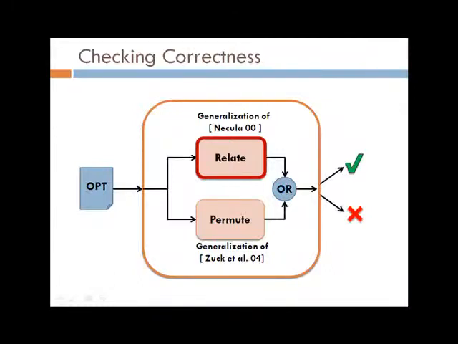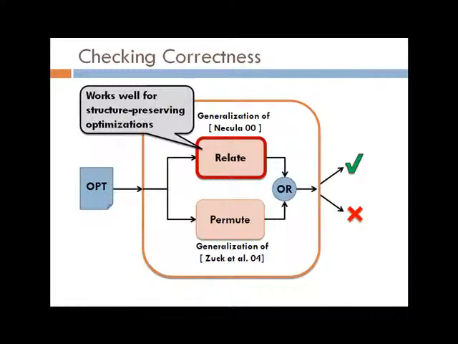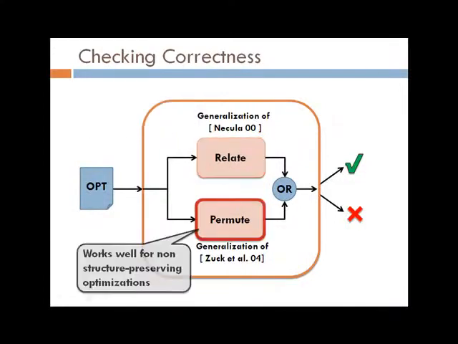In general, relational approaches work well for structure-preserving optimizations, which are optimizations where the control flow structure of the original and transformed programs match up well, so that they execute roughly in synchrony. To handle non-structure preserving transformations, we've also adapted the translation validation techniques of Zook et al., which I'll briefly show you next to give you an intuition for how they work as well.